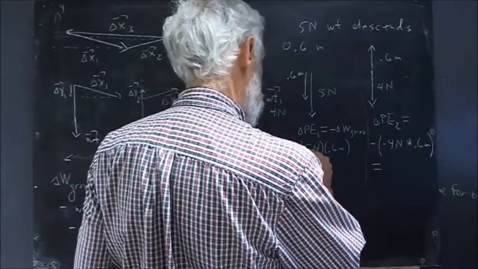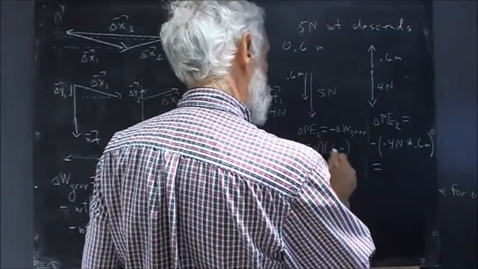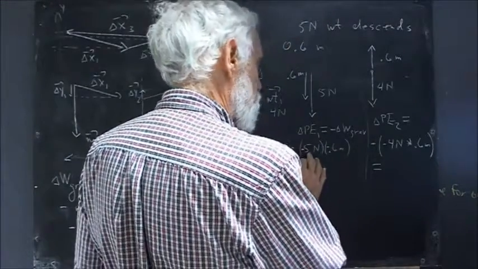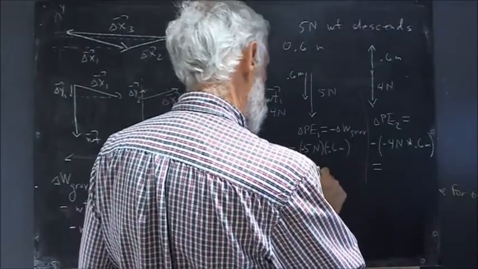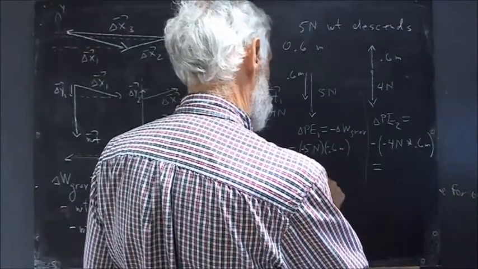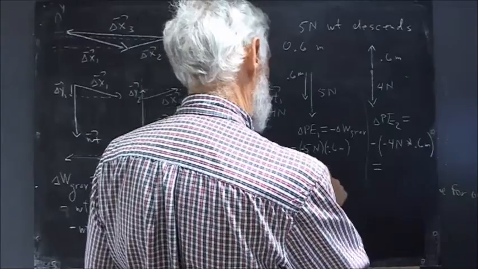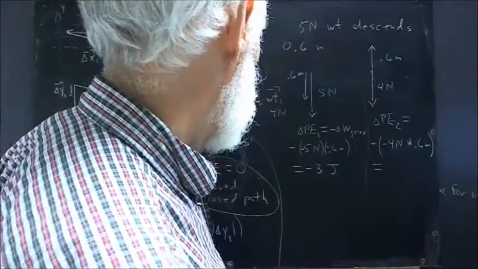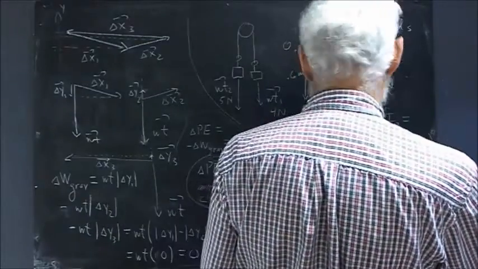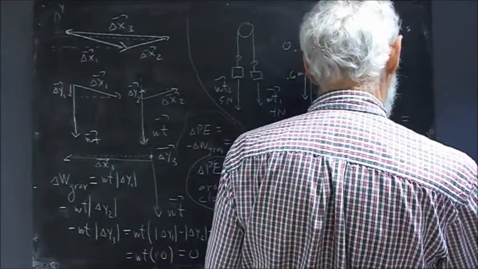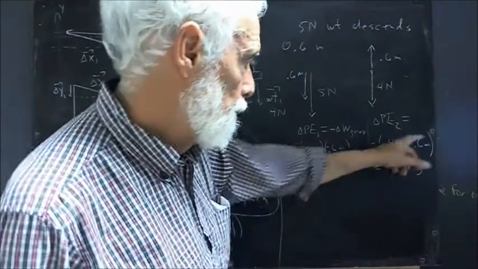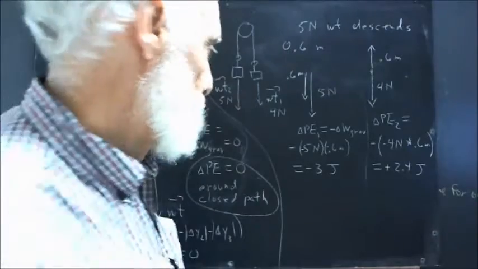But let's just say that if we're in the y direction, both the force and the displacement will be negative. And then the negative of the product of two negatives is negative, and we get negative 3 joules. And over here we get positive 2.4 joules. 2.4 newtons times meters is 2.4 joules.